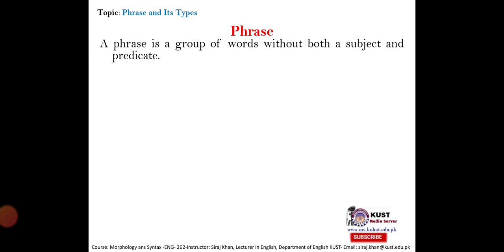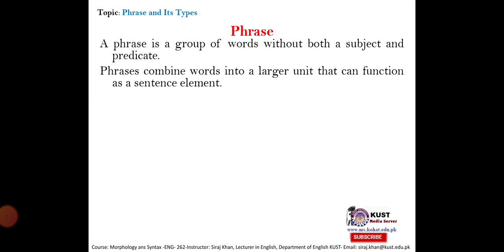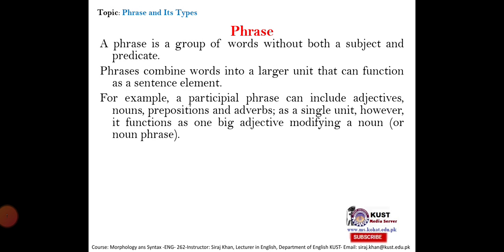A phrase is a group of words without both a subject and a predicate. Phrases combine words into a larger unit that can function as a sentence element, not a sentence. For example, a participial phrase can include adjectives, nouns, prepositions, adverbs as a single unit. However, it functions as one big adjective modifying a noun or noun phrase.